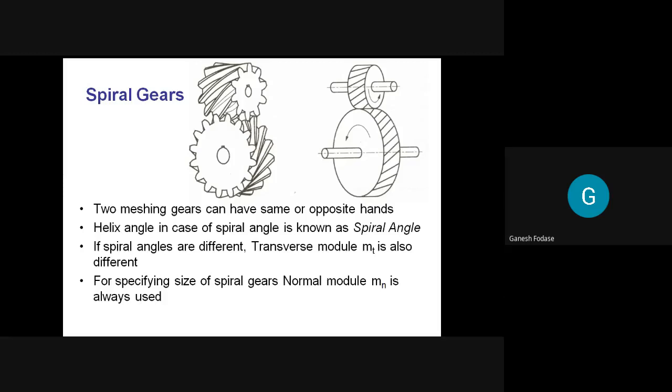You can see one more thing here. We have seen when two helical gears are in mesh, they must be of opposite hand. But this is not the case for spiral gears. For spiral gears, they can be of the same hand or maybe of opposite hand. This is the basic difference between helical and spiral gear. Here, the two gears may be of same or opposite hand, and can be in mesh.